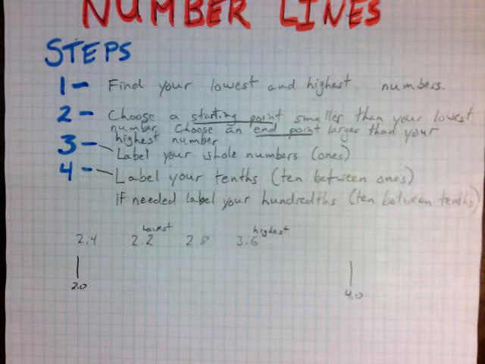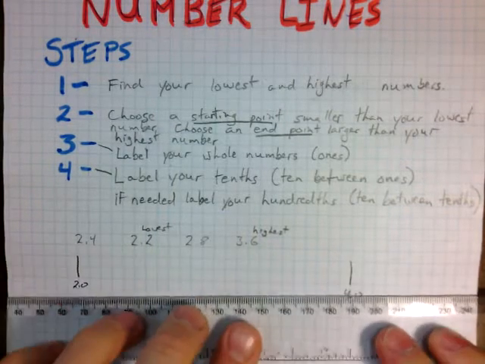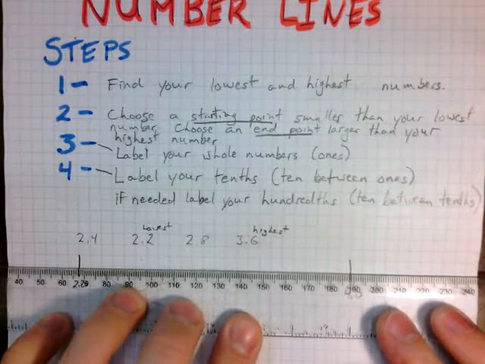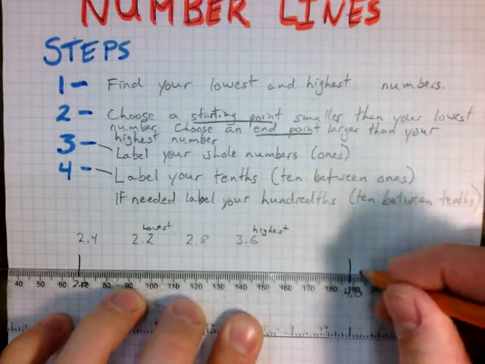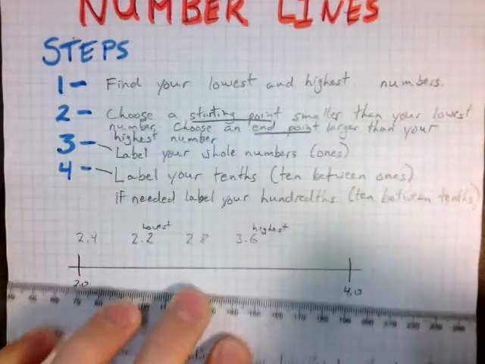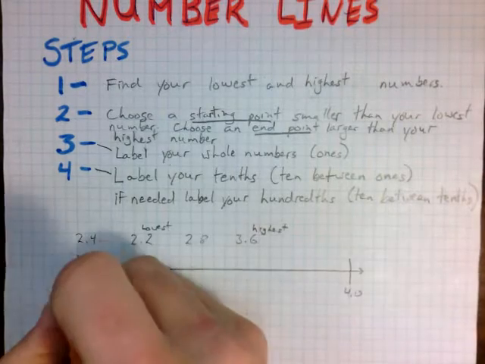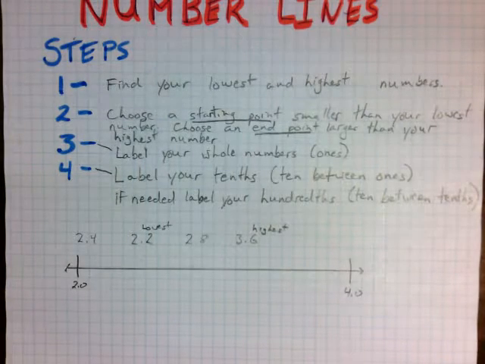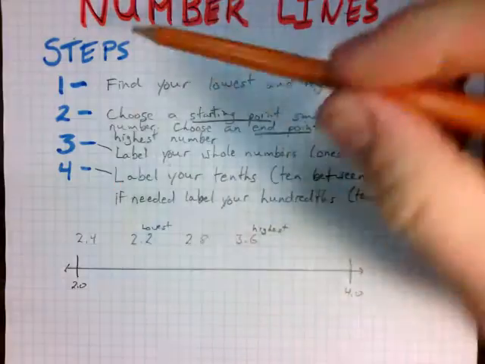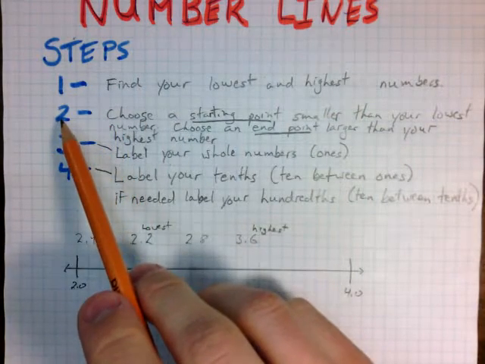Once you have your starting and ending point, you can draw your number line. Okay, this line continues in both directions, so I'll put arrows. So we've done step 1 and we've done step 2.